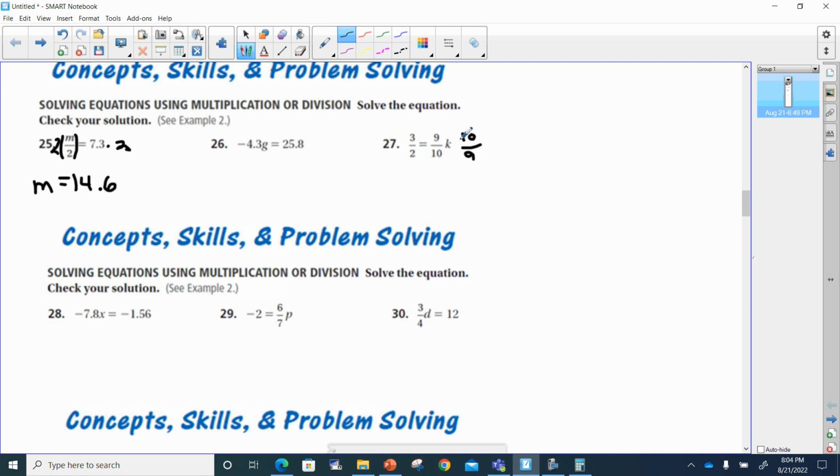So now you can see I have a 10 in my numerator and denominator, which makes it go away, and my 9 in my numerator and denominator, which makes it go away. Now k is by itself. But whatever I multiplied to one side, I had to multiply to the other side. So I'm going to have to multiply 10 over 9 to 3 over 2. That's going to give me 30 over 18.